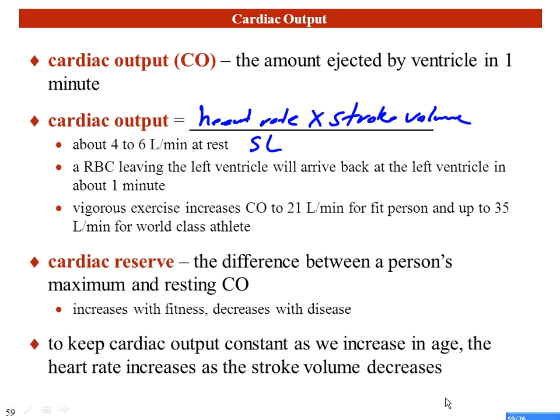Now, if you start to exercise, that can increase up to 21 liters per minute. And if you have somebody that's in really good shape, a world-class athlete, that can increase up to 35 liters per minute. Now, cardiac reserve is the difference between a person's maximum and resting cardiac output. If somebody has some type of congestive heart failure, usually that cardiac reserve is 0. Basically at rest, their heart is working as hard as it possibly can.